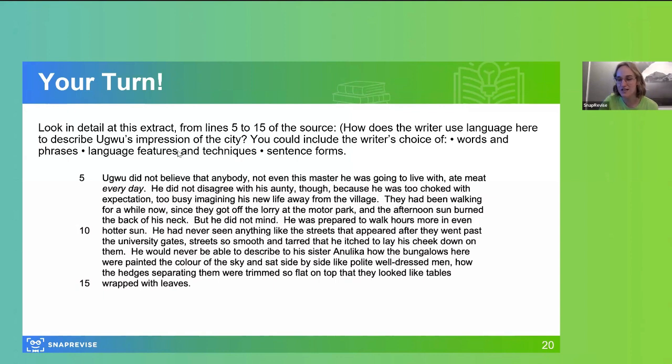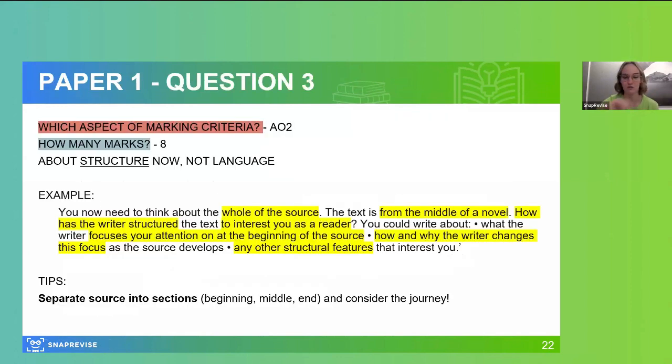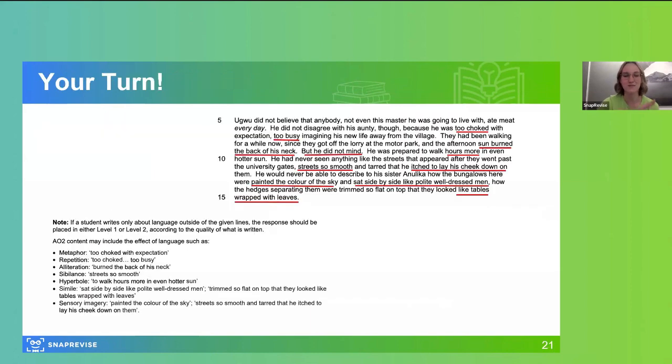Brilliant. The noun sky has connotations of expansive and never ending, further emphasizing Ugu's everlasting awe and joy produced by the city. Brilliant. Amazing. Yes. So again, this is a little section from the marking criteria. So again, you've seen what I might pick out from that sentence, that extract rather.